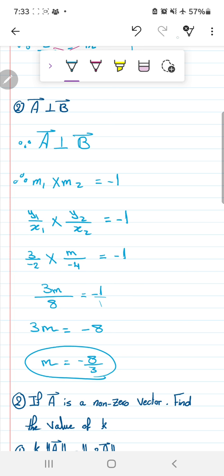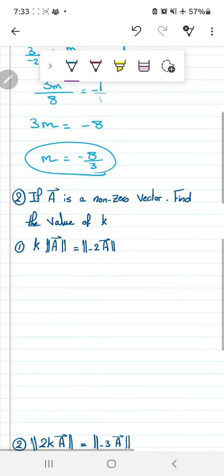Here, if A is a non-zero vector, then find the value of k in the two cases. The first case: k times the norm of vector A equals the norm of -2 vector A. What is the meaning of the norm of -2 vector A? The norm is the length. So -2 becomes 2, because we don't have a negative length.